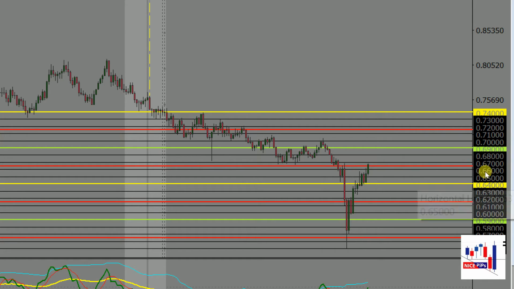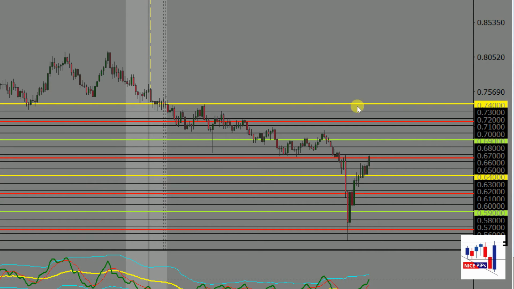So the black lines only represent 100 pips, 100 pips. As you can see, 0.73, 0.72, 0.71, 0.70, 0.69, 0.6.